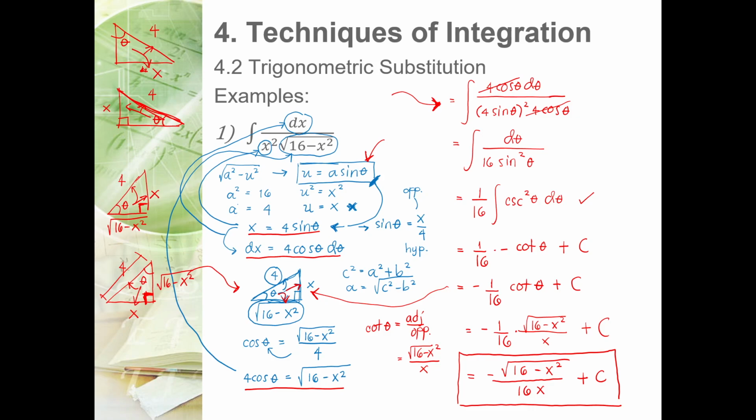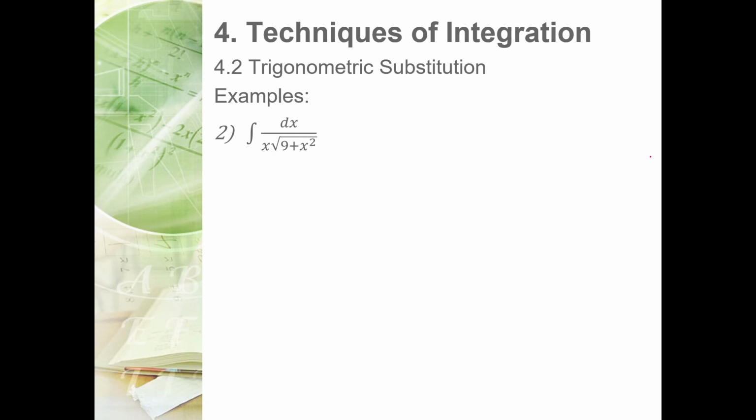Okay, so let's proceed to the next example. Next we have the integral of 1 over x times the square root of 9 plus x squared. Looking at the expression, we cannot use the inverse trig function since our format for that one is du all over a squared plus u squared. Notice that if you compare it with the given expression, it's very far from the format of the inverse trig function.